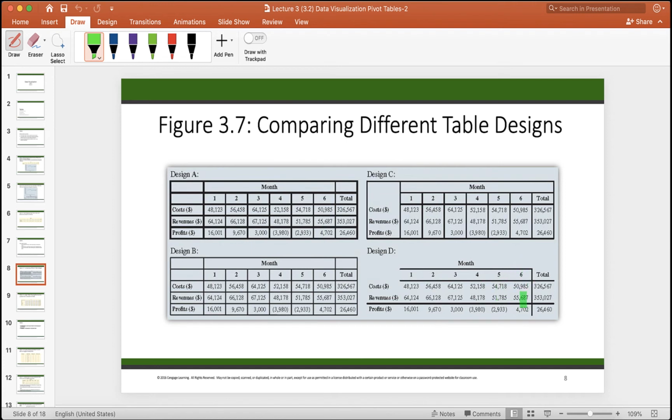In fact, this has only got one vertical line, and that's for clarity, to clarify the first 6 months from the total. And it only has horizontal lines to split off the month title from the actual 1, 2, 3, 4, 5, 6 month titles and the total at the bottom. And this design, I hope you agree, is actually easier to understand.